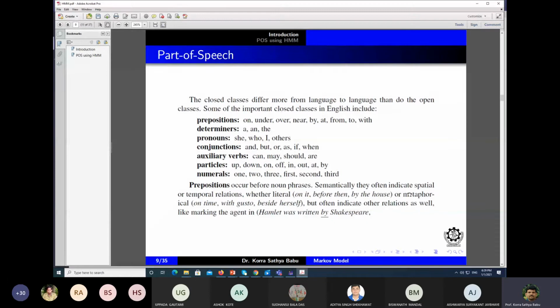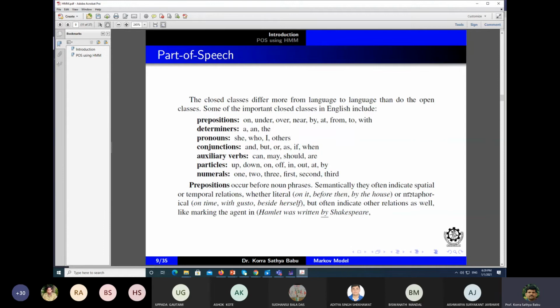So we also have conjunctions. All this I am speaking about is the closed categories and the open categories. Open categories we have seen earlier: the nouns, the verbs, adjectives, and adverbs. All the remaining parts of speech are closed to a greater extent, and we are seeing about them.